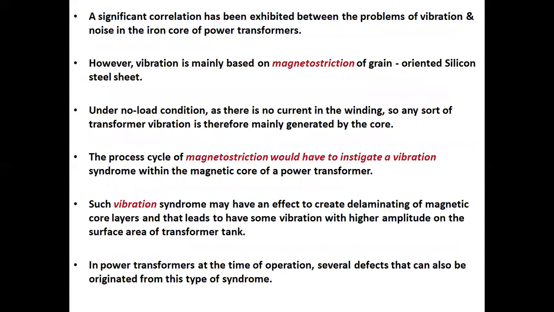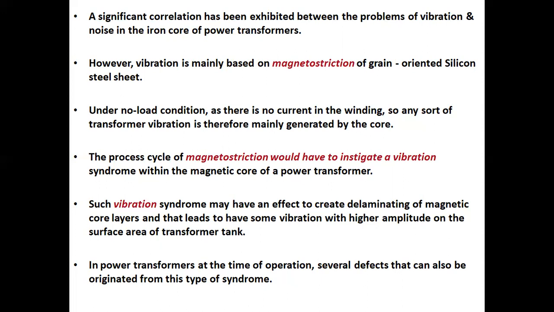A significant correlation has been exhibited between the problems of vibration and noise in the iron core of power transformers. However, vibration is mainly based on magnetostriction of grain-oriented silicon steel sheet. Under no load condition, as there is no current in the winding, any transformer vibration is therefore mainly generated by the core itself.